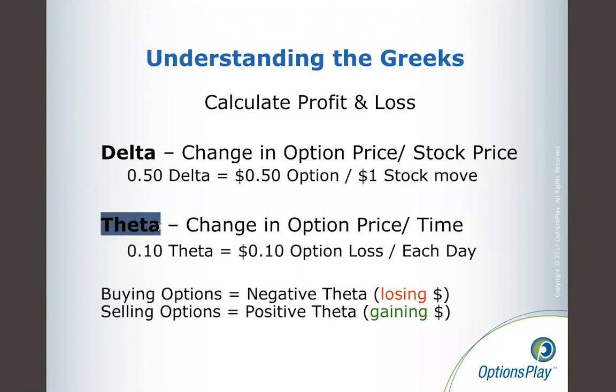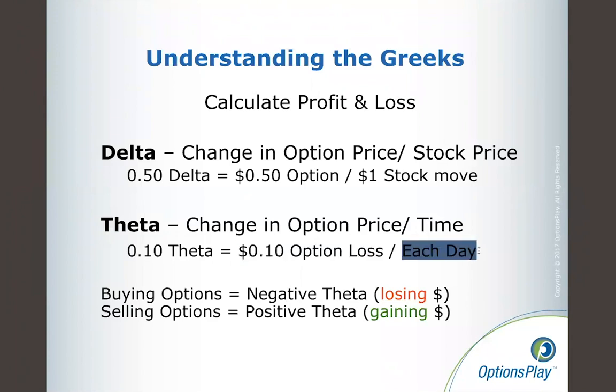So theta is the change in the option price with respect to time, because the value of an option, because there's an expiration date on it, will actually change in value as time goes on. And theta tells you how much that change is going to be. So theta is always going to be expressed as a term that tells you exactly how much the option will lose in value for each day that goes on.